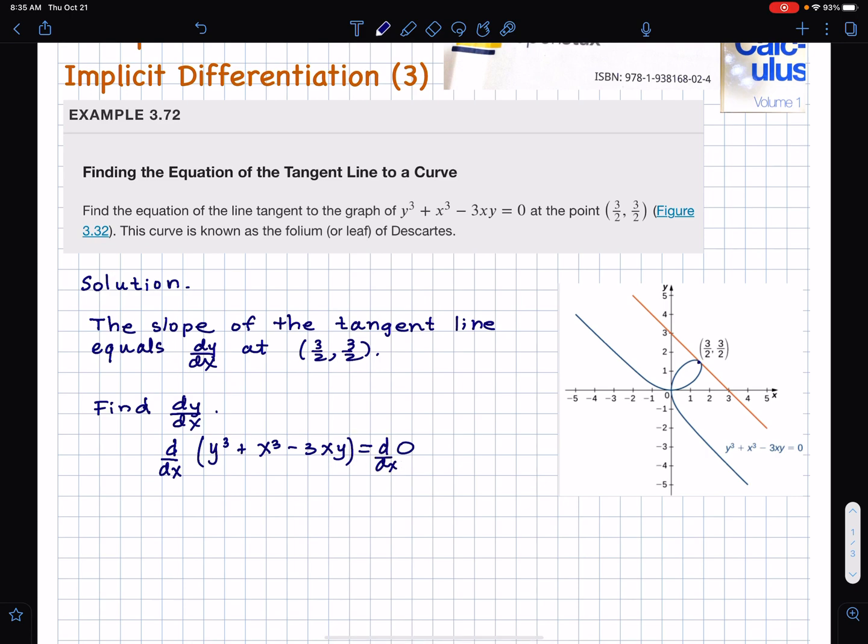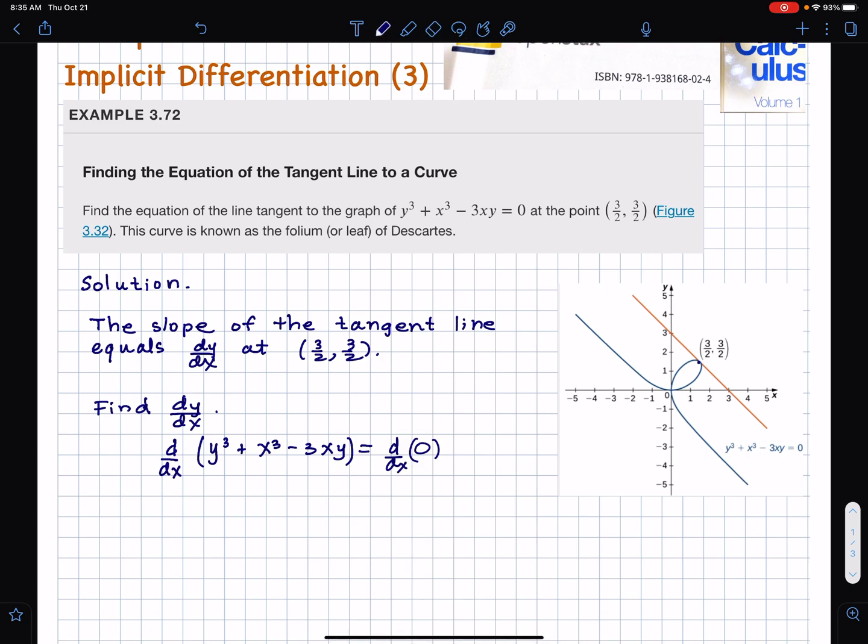So here we have d/dx, and we apply the derivative d/dx to both sides of this equation. Those are the steps of implicit differentiation. So we apply that to both sides there. Okay, so let's see how this works out.